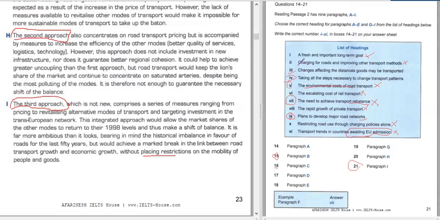So let's go one by one through this information and match it. Changes affecting the distances goods may be transported.